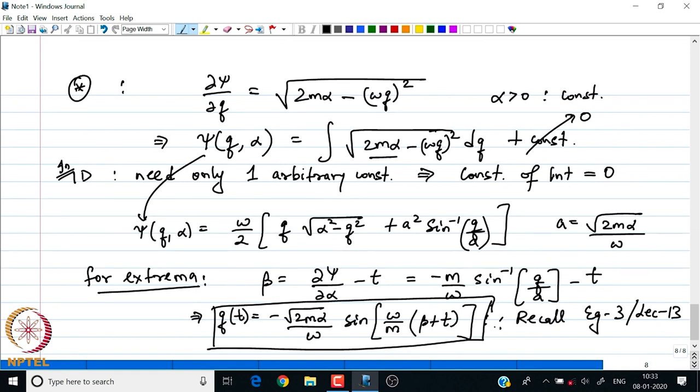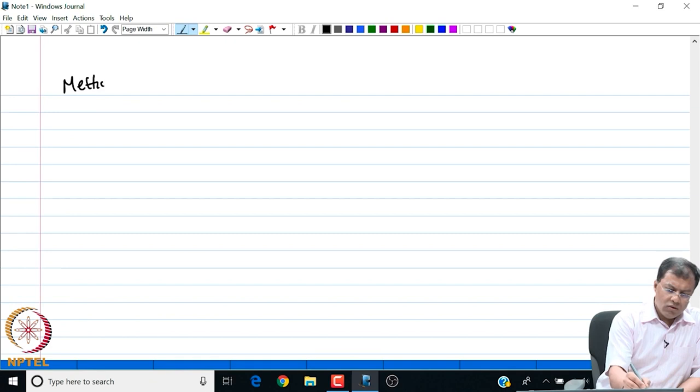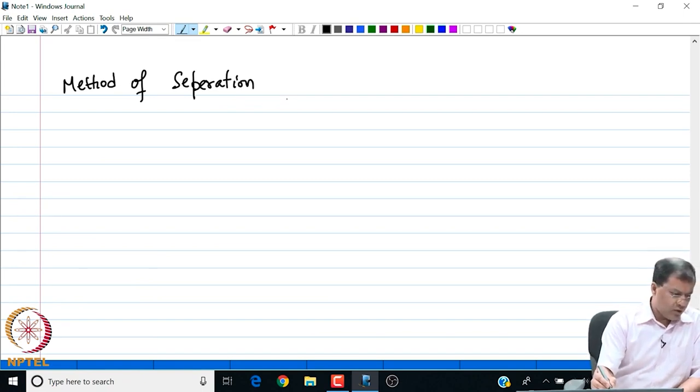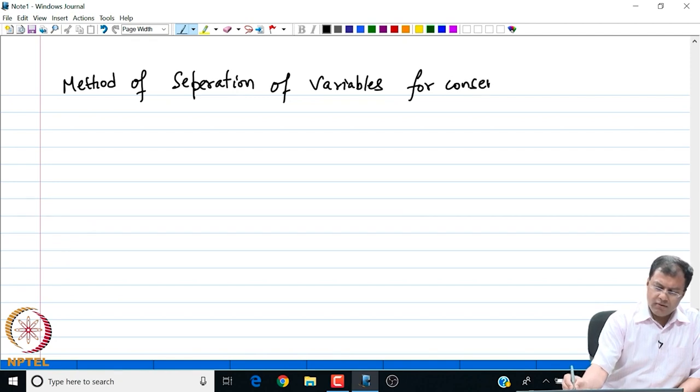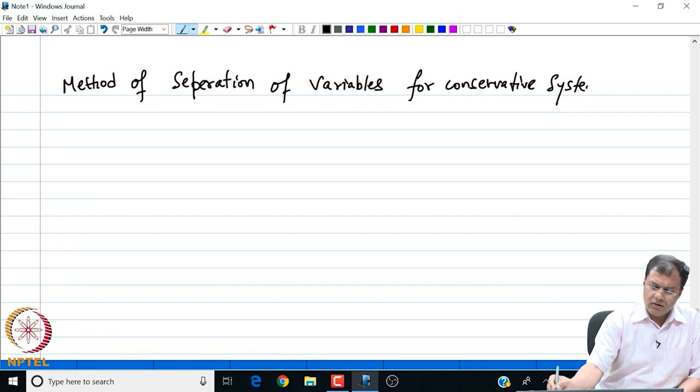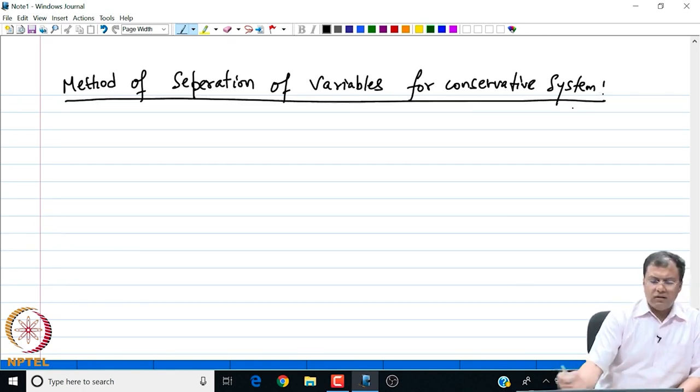Let us now look at how to solve. We have right now just shown the solution to this special class of Hamiltonian system, namely conservative system. The next set of discussion will be involving how to solve this Hamilton-Jacobi equation for this conservative system class. Namely, we are going to look at the method of separation of variables, which we promised a few minutes back that I am going to talk about. So, the method of separation of variables for conservative system.